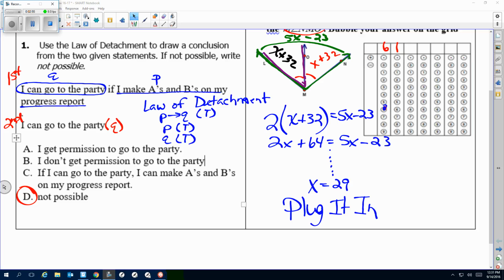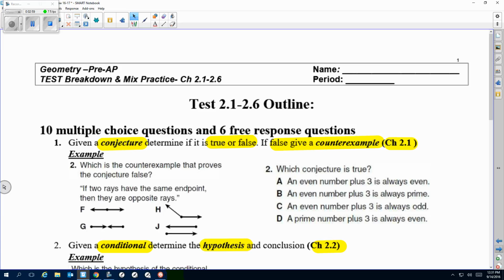Okay. Alright, so I need you to get out the outline you got on Monday. I posted it again on Edmodo last night. I needed you to kind of start working on this and be ready to ask questions. I'm going to go over the outline and answer questions as we go through. Get out your test outline, please.